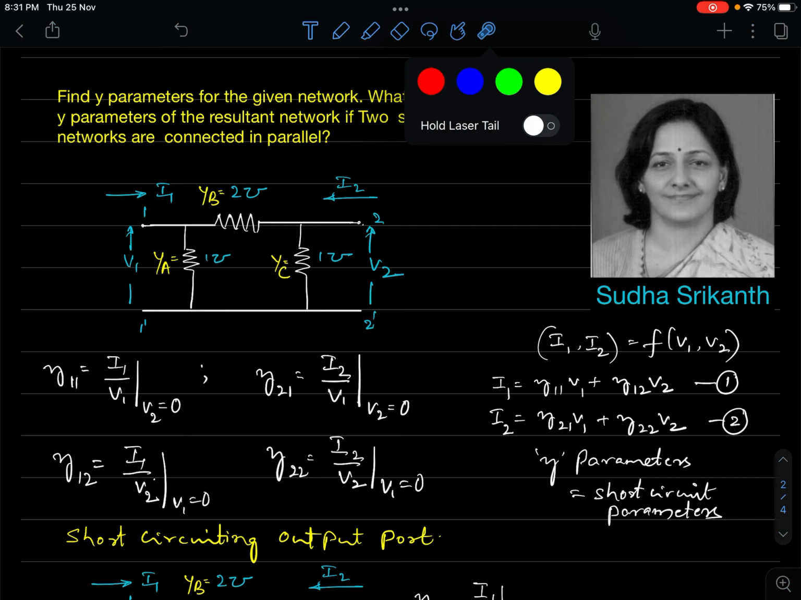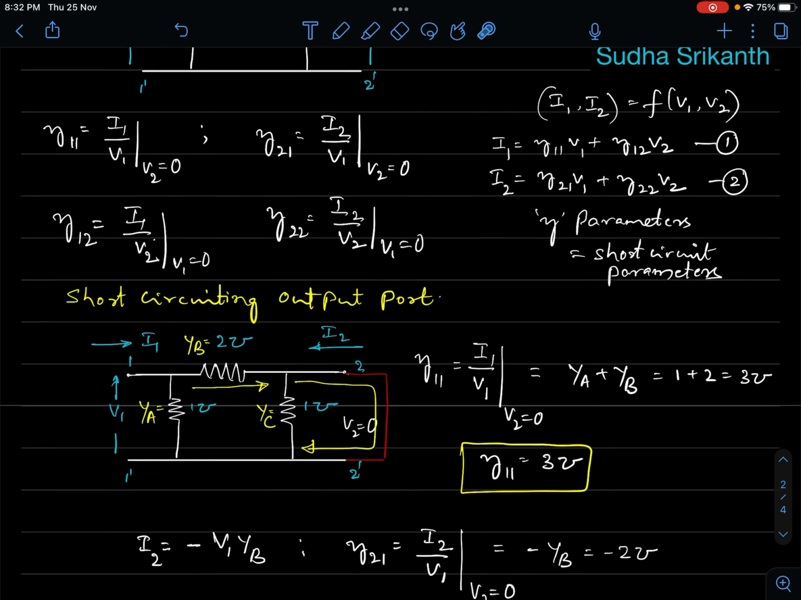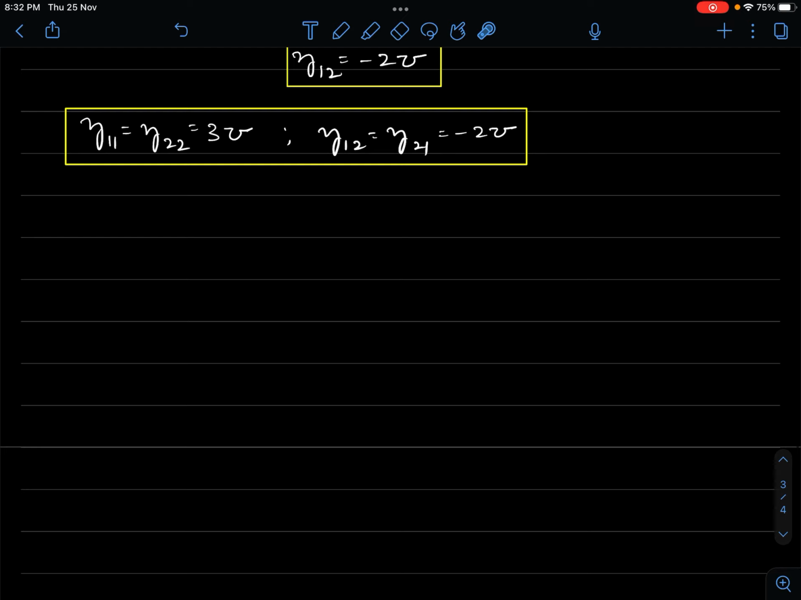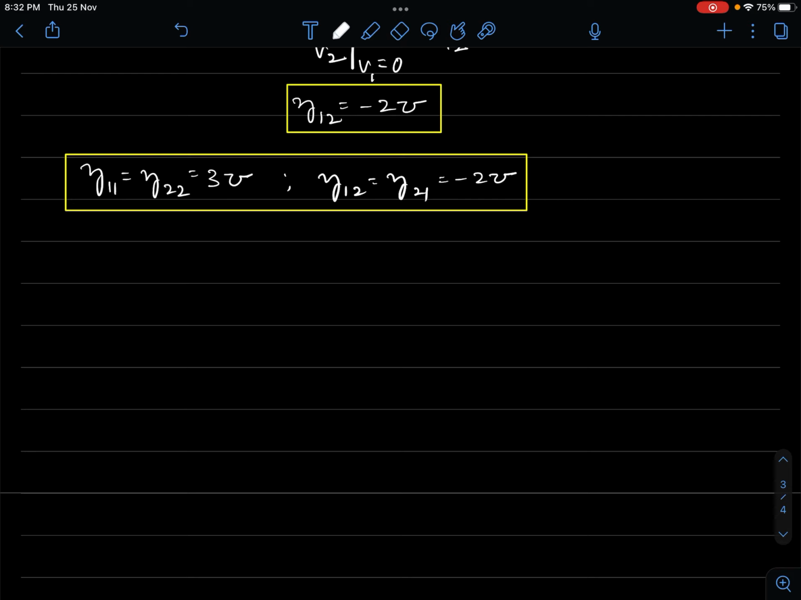What it means is, this given network is paralleled with an identical network, and what would be the Y parameters of that. We have a proof for this. When two networks are connected in parallel, the resultant Y parameter is the sum of the individual Y parameters of the independent networks. Maybe I'll give the proof in my next video, but that result can be made use of. So we will first try to see part 2 of the problem.